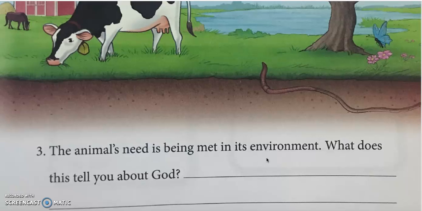Could be really anything that comes to your mind, but let's say something like, God designed the animal's needs and its environment to work together. The key word is to work together, right? So that the animals can survive and grow. God designed the animal's needs and its environment to work together. So say something like that.